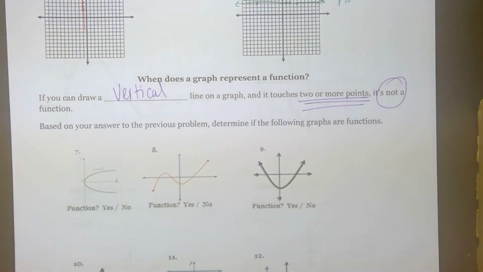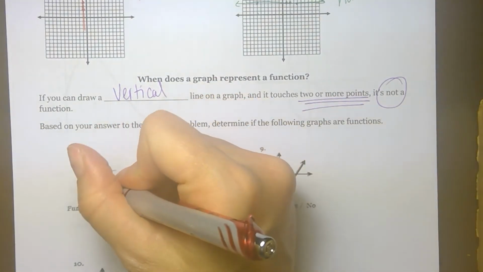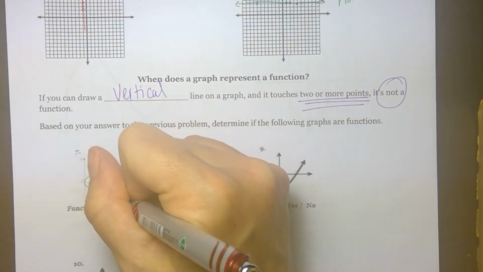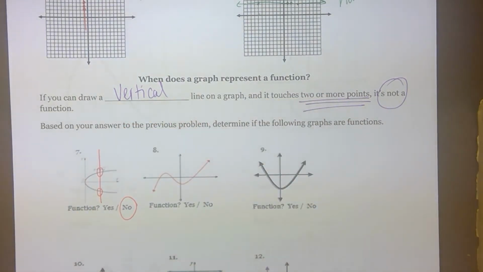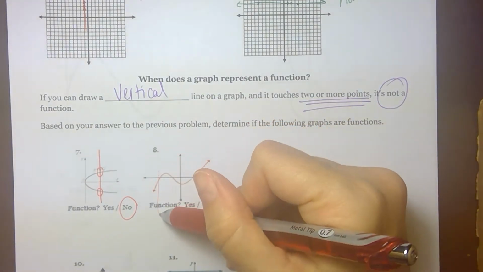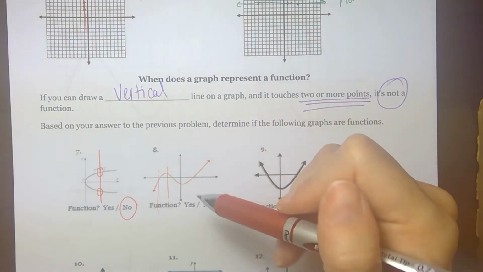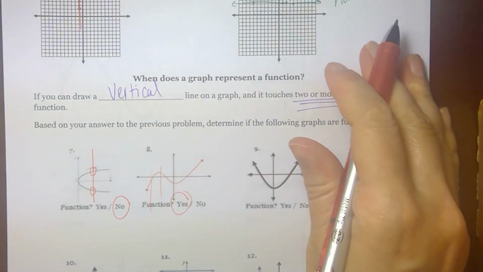So we're going to use the vertical line test to check and see whether these problems are functions. So I've got a parabola shape on its side here. I can draw a vertical line. It hits in more than one place. It is not a function. What about number 8? I could draw any vertical line I wanted to draw, and it will only ever cross in one place. That is a function.